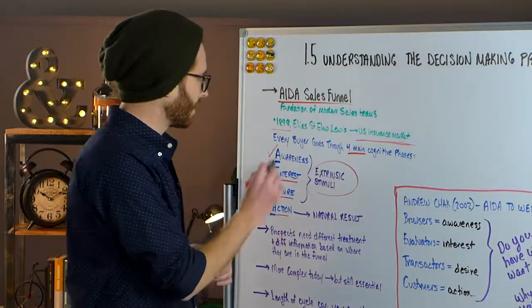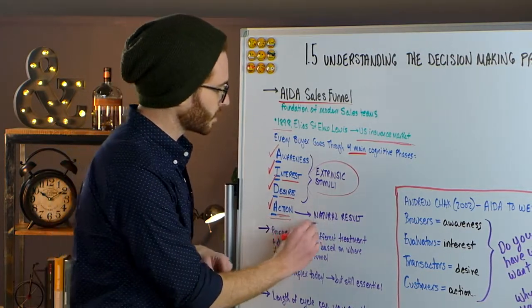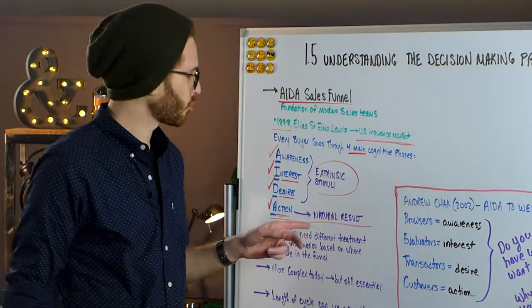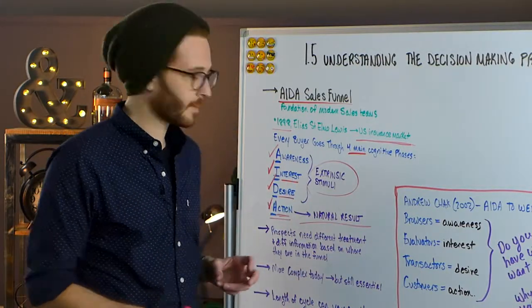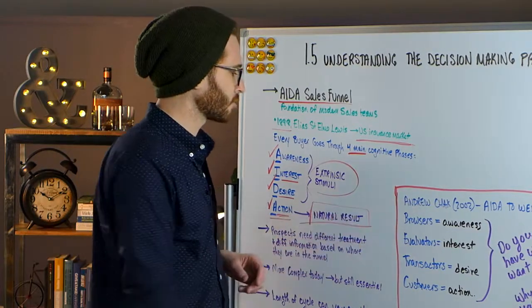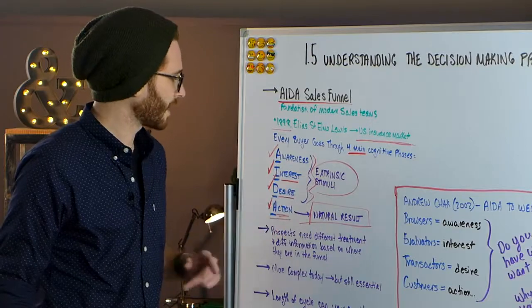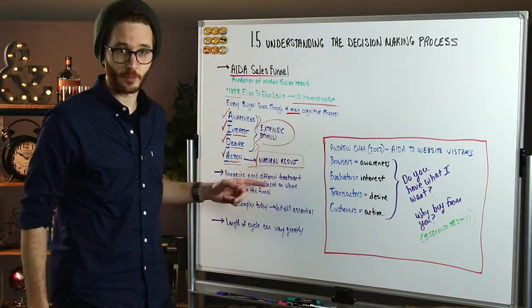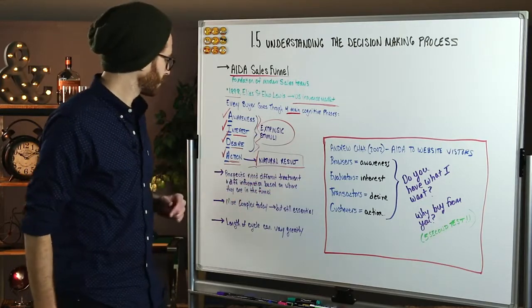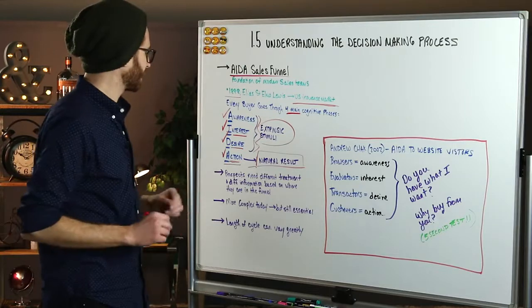But what Elias St. Elmo Lewis posited was that the action stage was not necessarily controlled by intrinsic or extrinsic stimuli in the environment. It was just simply a natural result if these 3 stages were met. If awareness, interest, and desire were met, action would be a natural result, obviously providing that it was available to that potential customer. Now let's just talk about a couple more things that are important about the AIDA sales funnel.